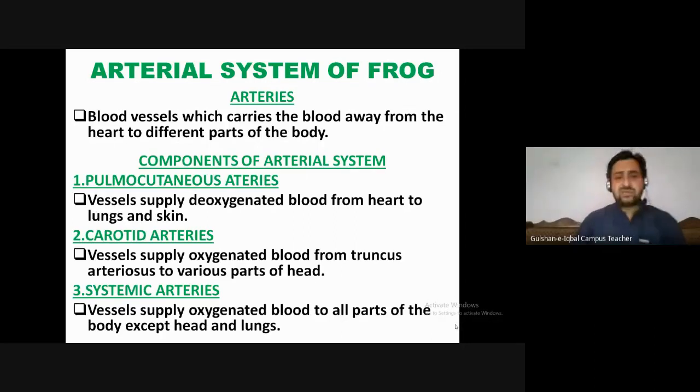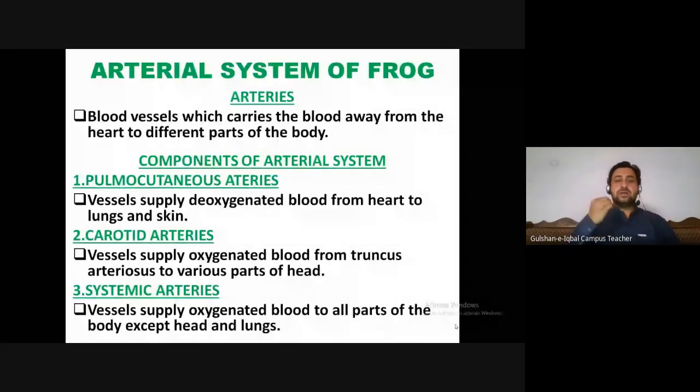Now, systemic arteries again supply oxygenated blood to all parts of the body except head and lungs, because to the lungs palmocutaneous artery is carrying the blood and to the head carotid artery is carrying the blood. For all remaining parts of the body, the blood is carried by means of systemic arteries. This is also known as systemic arches, okay, also known as carotid arches, also known as palmocutaneous arches. The arteries are also known as arches.